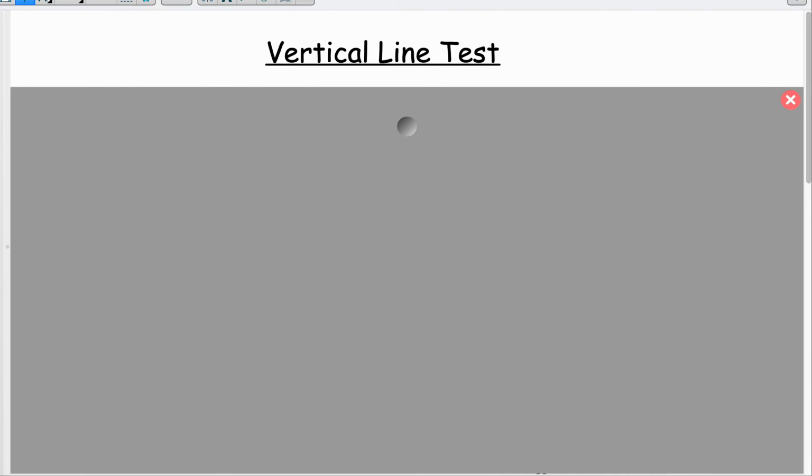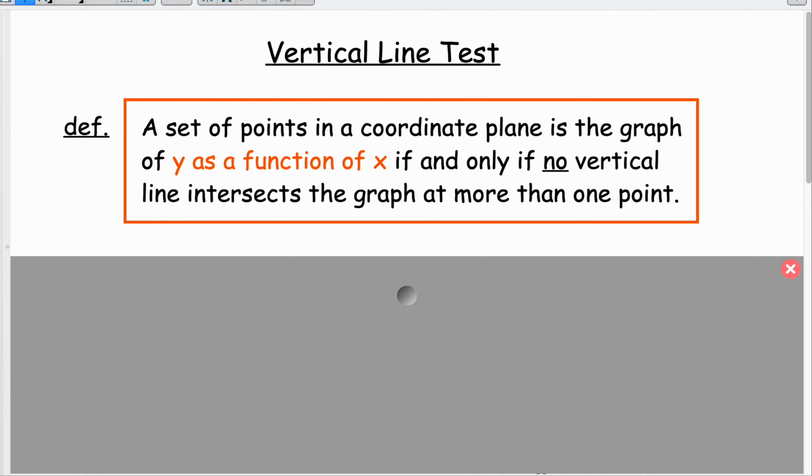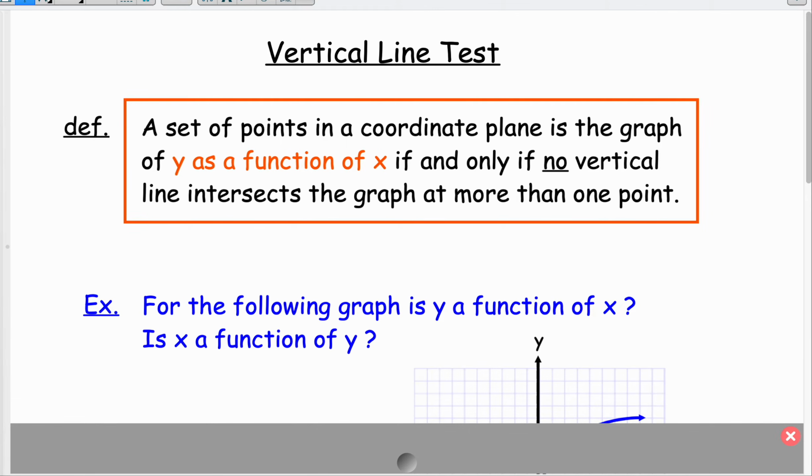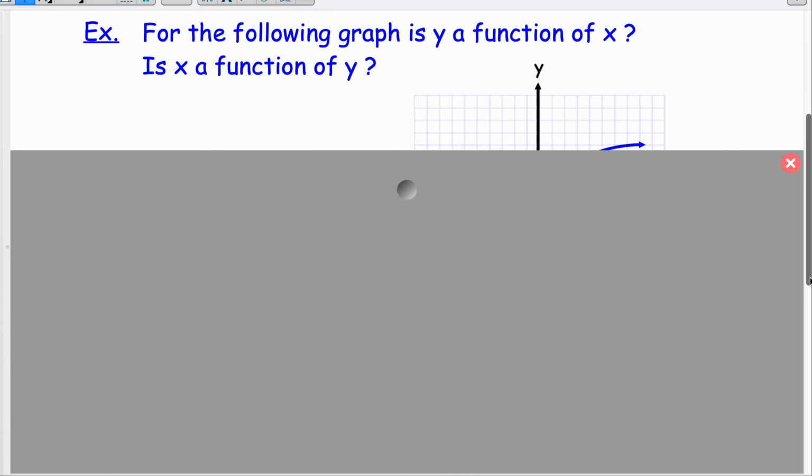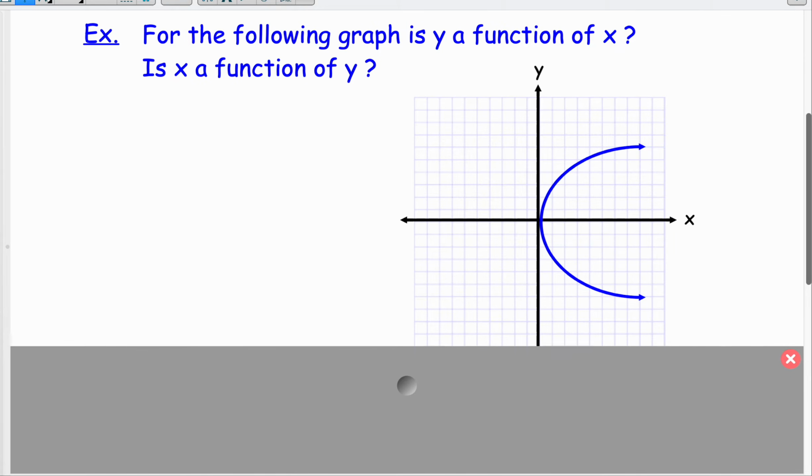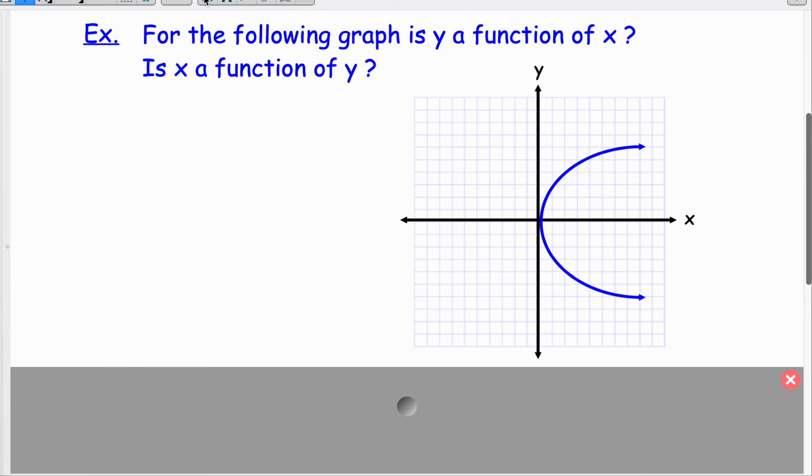All right, what else should we look at? We've talked about it already a little bit. The vertical line test helps us determine whether a graph is a function. So y is a function of x if and only if no vertical line will intersect the graph at more than one point. So if you can draw any vertical line that hits your graph in more than one point, then the graph is not a function. So let's take a look at this. Here we have a graph. And I want to know, is y a function of x?